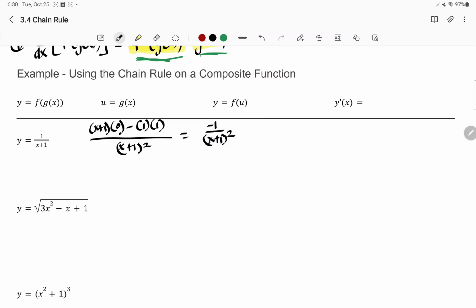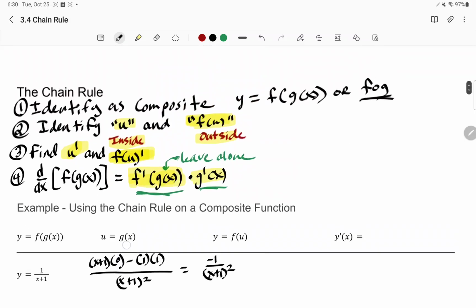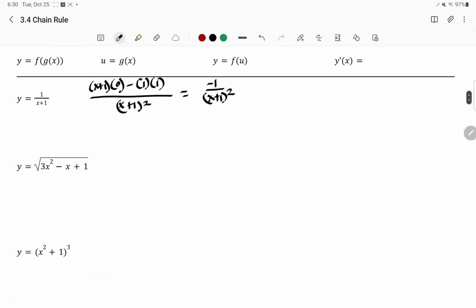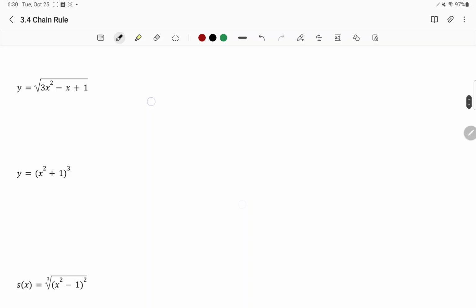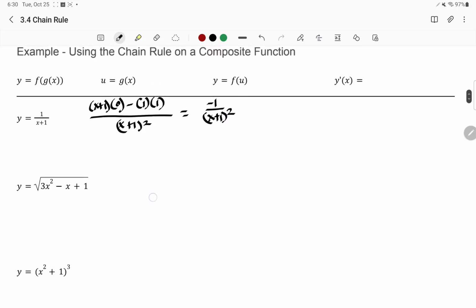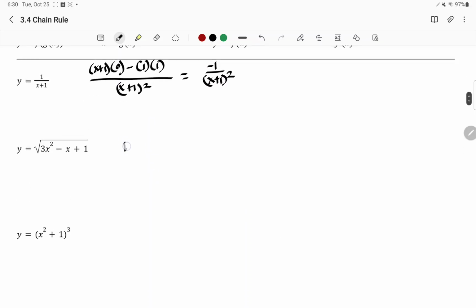So right off the bat, on step number one, identify as a composite, that's not necessarily a composite. We can just apply the quotient rule. Number two, the second one down here is different. So we're going to go ahead and identify our inside function and then our outside function, and with both of those, we're going to find the derivative of the inside and the derivative of the outside.